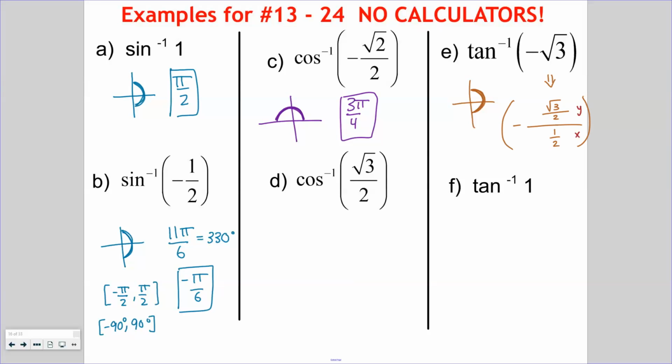Okay, remember, we're dealing with tangent here. So we are looking for an angle on the unit circle in the first or the fourth quadrant where the y value is root 3 over 2 and the x value is 1/2, and one of them is positive and one of them is negative. This is a very loaded question here. There's only one place on the unit circle where that is true, where y is the square root of 3 over 2 and x is 1/2 and one is positive and one is negative. Find it.